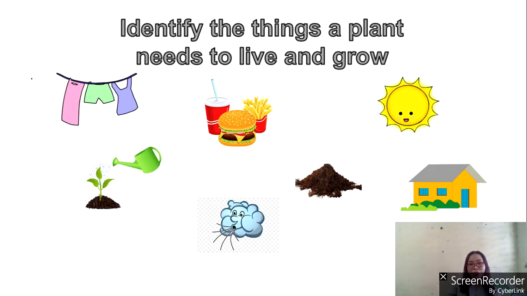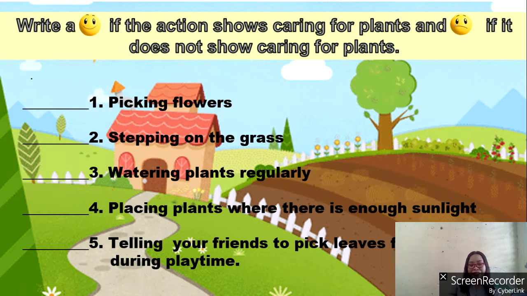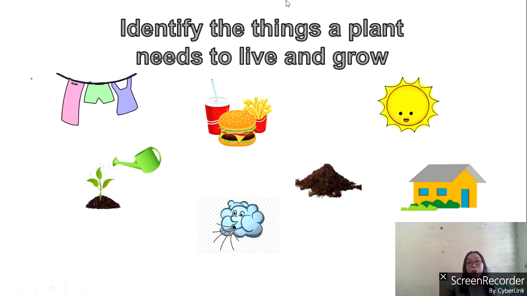Very good. So here in the picture, plants need sunlight. Plants need good soil. Plants need water and plants need air. So we have here the sun, the soil, the air, and the water. So these are the things that the plant needs in order to live and grow. Okay? So this hamburger, house, and clothes are not the things that the plants need.